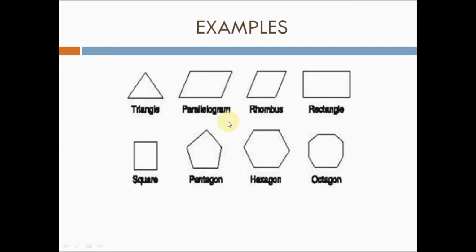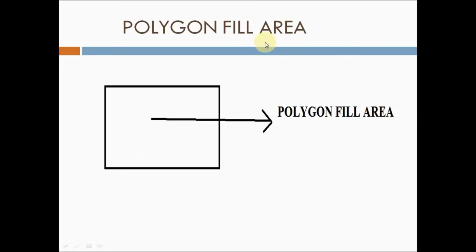Now, what is a polygon fill area? You know that every polygon can be filled with some color or a texture. That means every polygon will have some area, because a polygon is a closed object, right? You can see here, this is a closed object, a rectangle polygon, and this rectangle polygon will have some area. See, this is the area of the polygon.